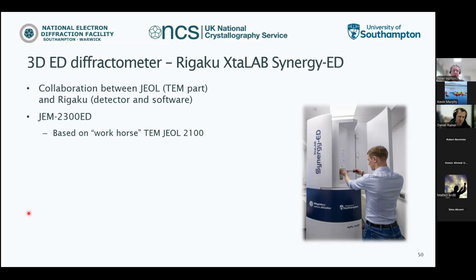And for anyone who knows JEOL TEMs, the JEM-2100 is basically the base model of what's been used here. It's called here JEM-2300ED. It's basically an optimized TEM, optimized for 3D ED. So basically everything that's not needed for electron diffraction has been removed or adapted to be better accommodating.